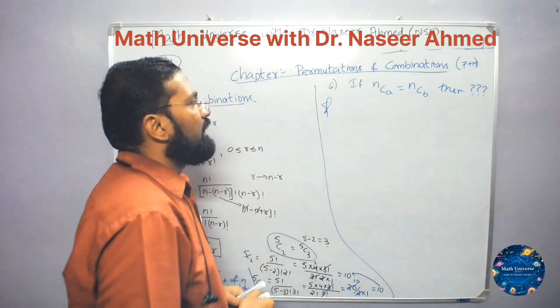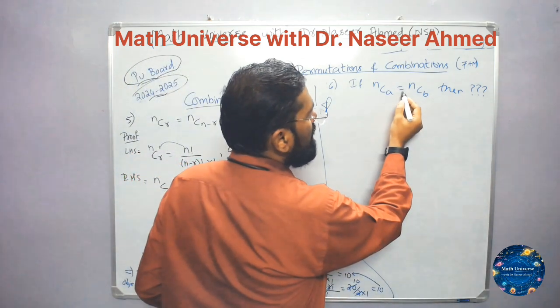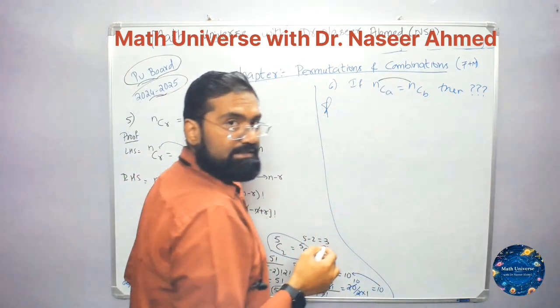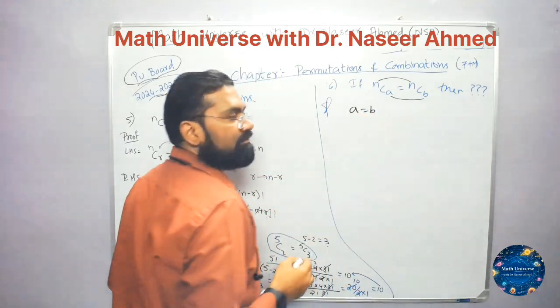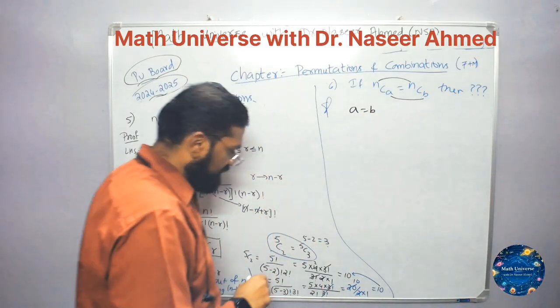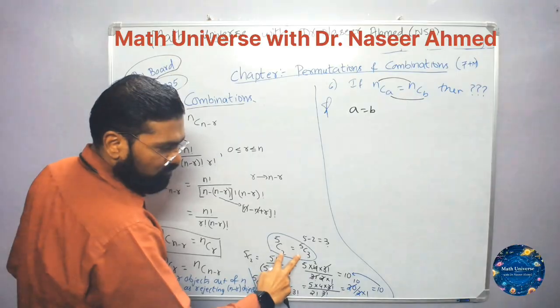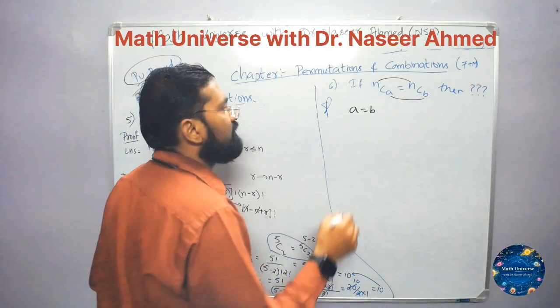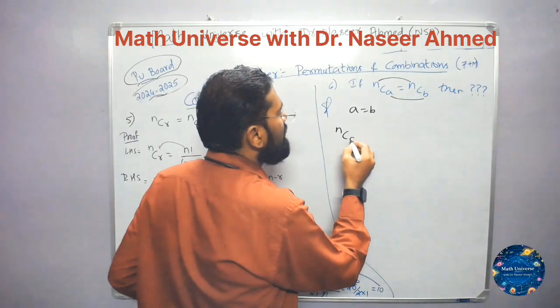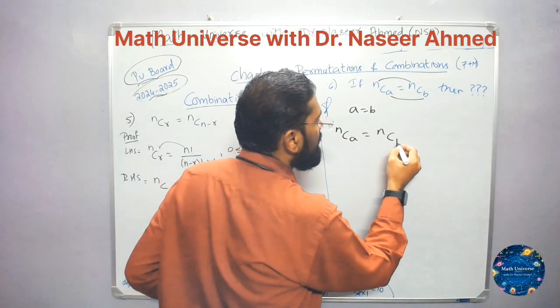Since they are equal, the total number of objects is the same, so it can happen that a and b both are the same. That's the first choice. But it may not happen like this. You see, we got the value of these two to be 10 each, but 2 and 3 are not equal. Then what's the case? So let us consider nCa is equal to nCb.